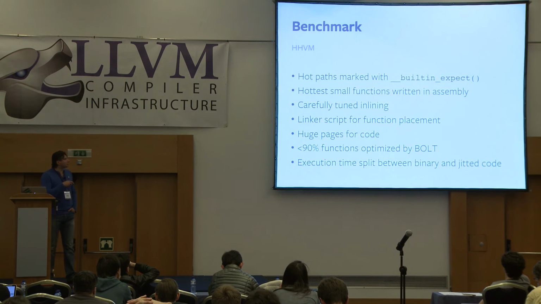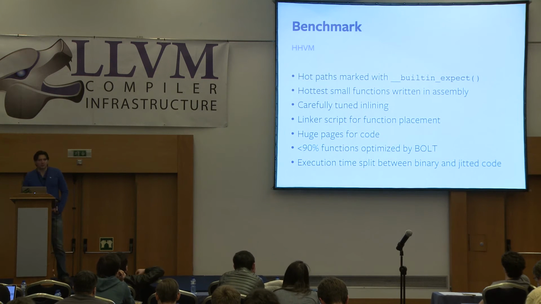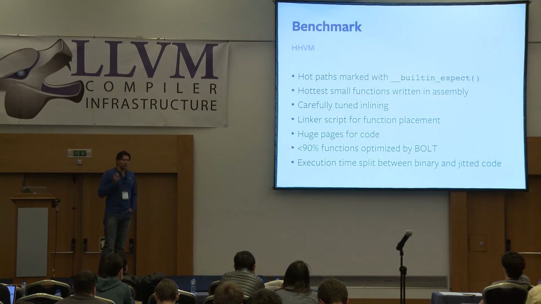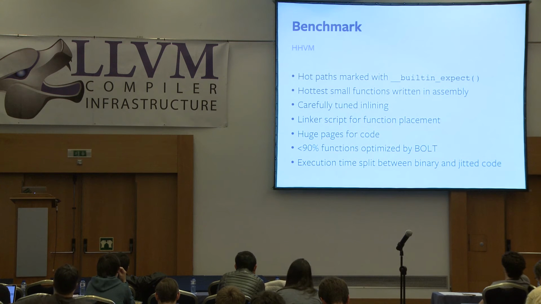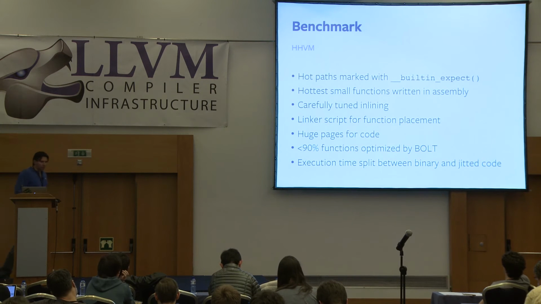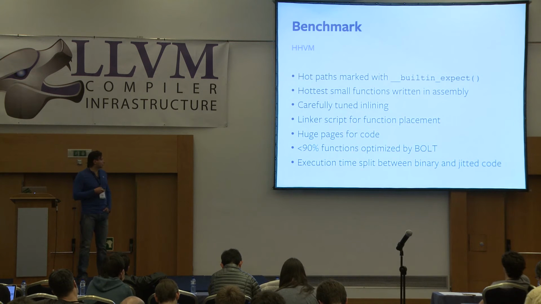I want to tell you a little more about the input binary because it's heavily optimized. It has hot paths marked with __builtin_expect. Some of the functions are actually handwritten in assembly. The flags are carefully tuned for inlining and otherwise. As I mentioned, we use a linker script. We use huge pages for code, for JIT code, and for code in the binary. And right now, we optimize about 90% of the functions.